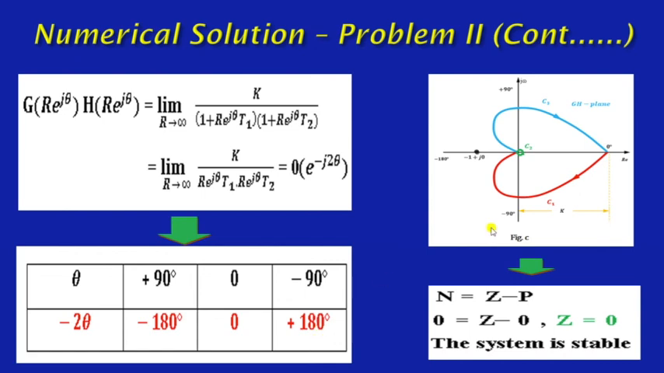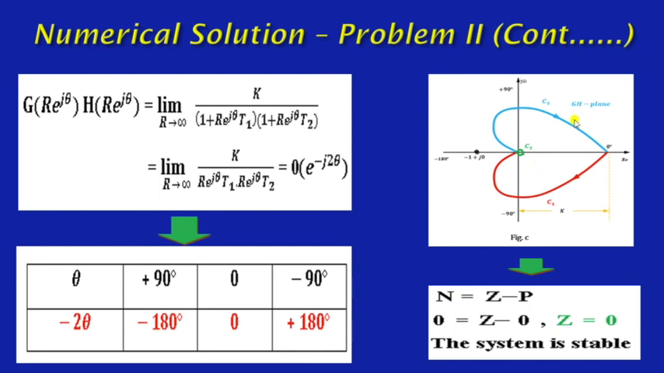Then draw the C2 path. The starting point of the C2 path is at angle minus 180, and the magnitude is always 0. So minus 180 to 0, that means this direction is anti-clockwise. Minus 180 to 0, then plus 180, and this magnitude is always 0. Then draw the C3 path. This C3 path is the mirror image of the C1 path.